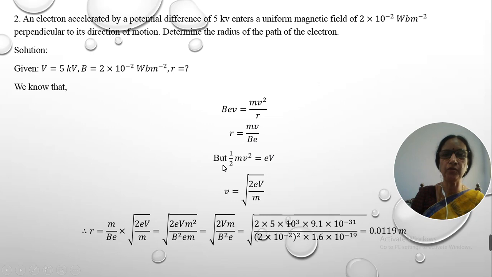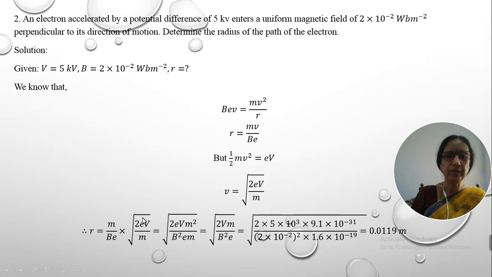Whenever the electron is moving with a certain velocity, it acquires some kinetic energy. So kinetic energy E is equal to half mv². The energy acquired can be written in terms of potential difference as eV, because the potential V is given here. Making use of this we can do the calculation. Just do the cross multiplication. We will get v as root of 2eV by m.